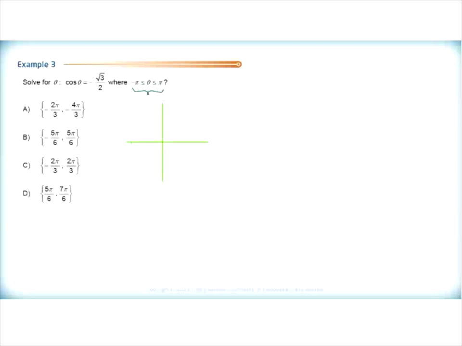Cosine is negative root 3 over 2. Using our CAS rule again, we need to determine where cosine is negative. Cosine is negative in quadrants 2 and 3. So we're going to draw terminal arms in quadrants 2 and 3. Doesn't matter where I draw them, as long as I place them in these two quadrants.